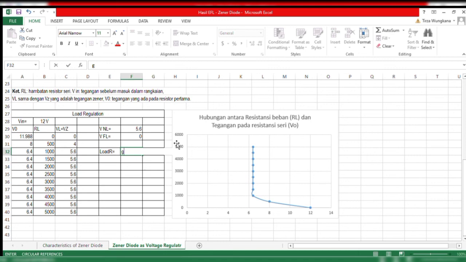Okay, on the right over here, you can see the graph between the loaded resistance and the voltage on series resistance.